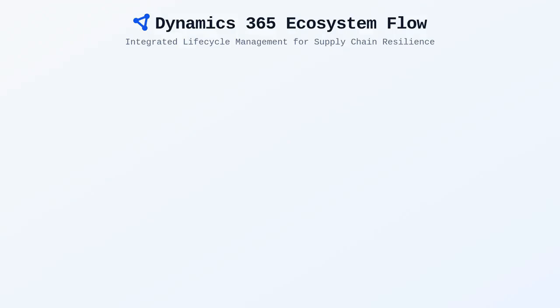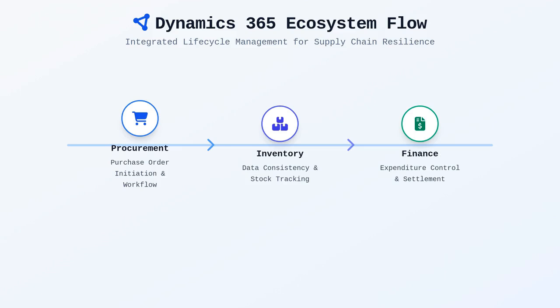By understanding this flow, you gain insight into how Dynamics 365 maintains data consistency across disparate functional areas. The integration between procurement, inventory, and finance is not an afterthought. It is built into the life cycle of every purchase order.